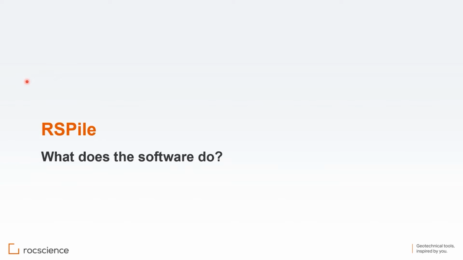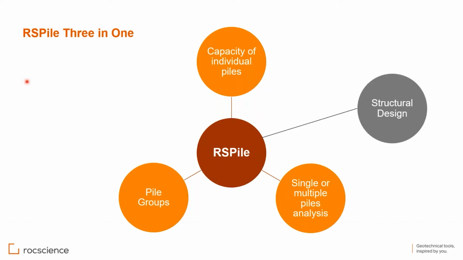Let's go to RSPile and see what this software does. RSPile is a software made of 3 programs. The programs are capacity of individual piles. This is the first mode in the program. We have pile groups analysis for pile caps and piles under a pile cap. And we have single or multiple piles analysis. This is what we are going to talk about today.